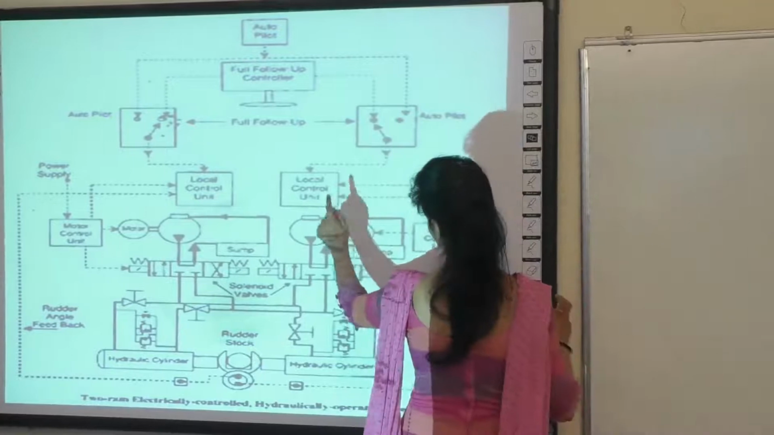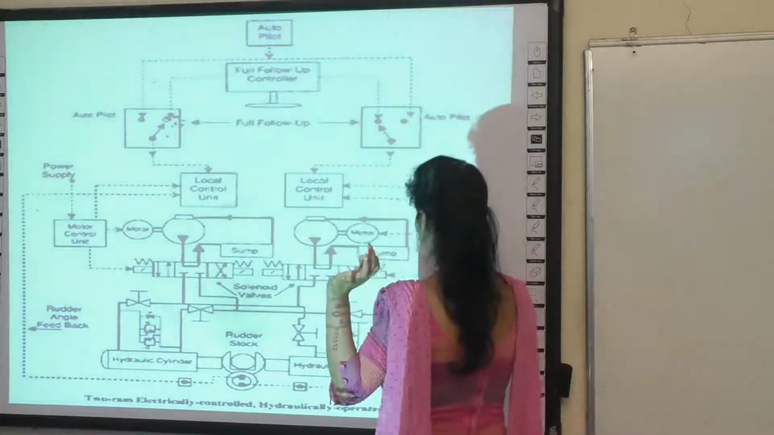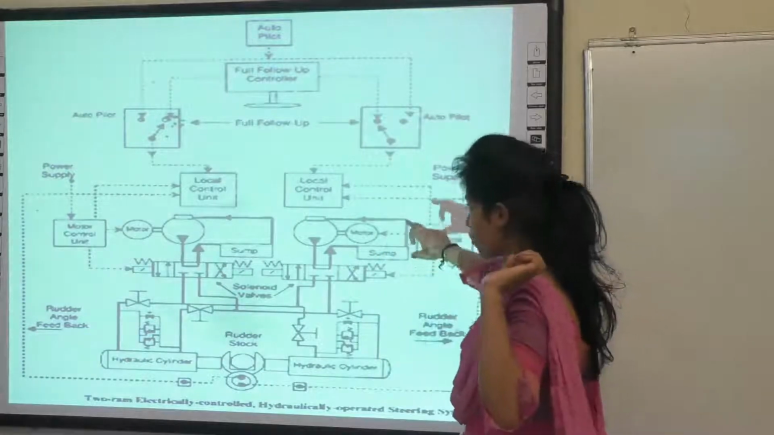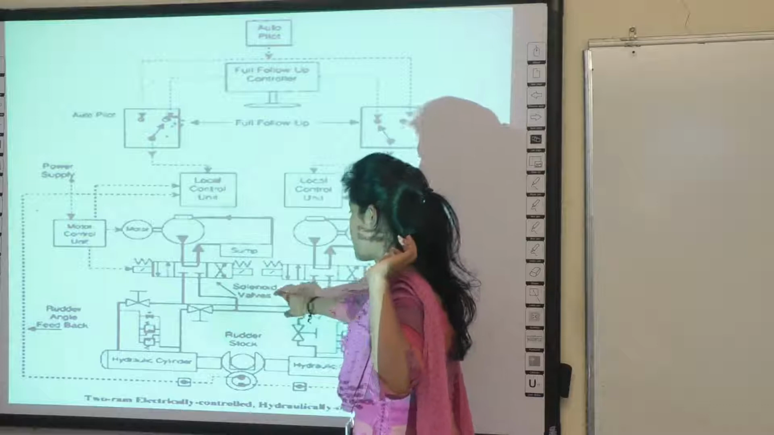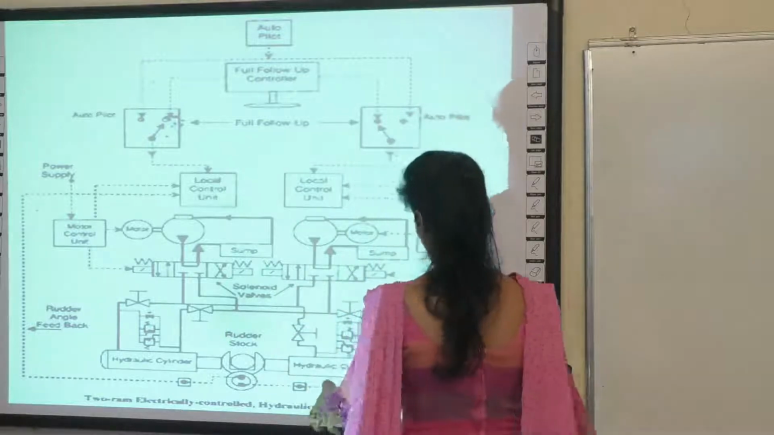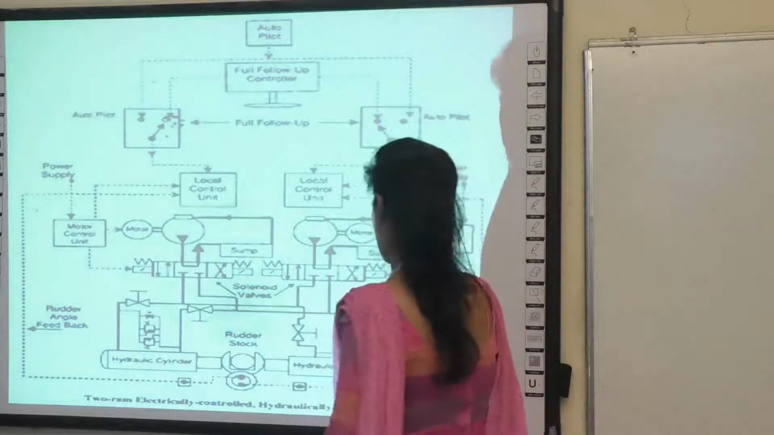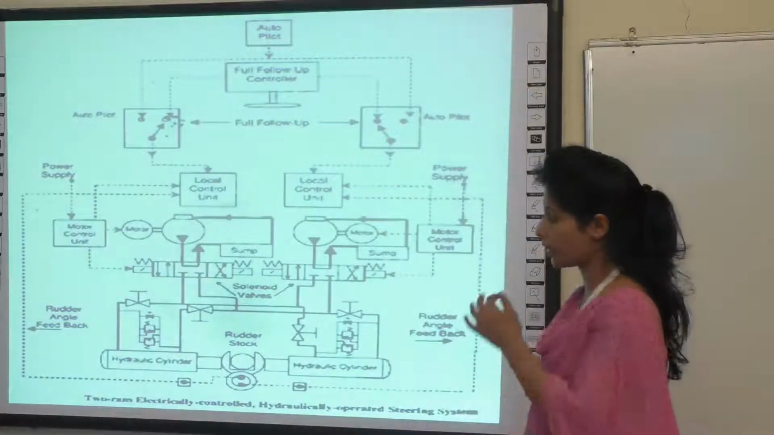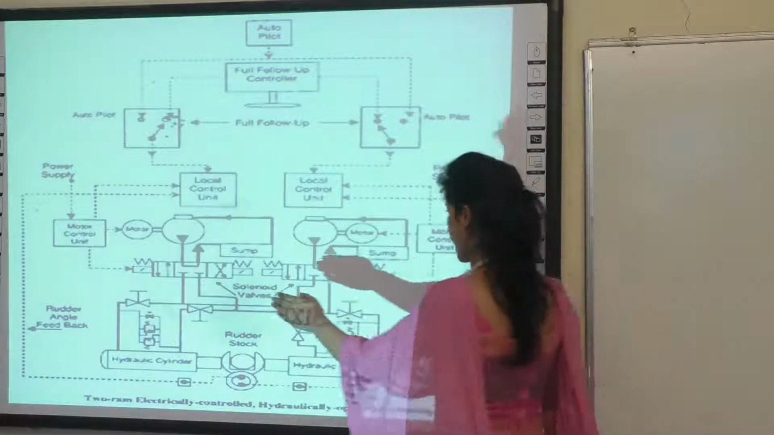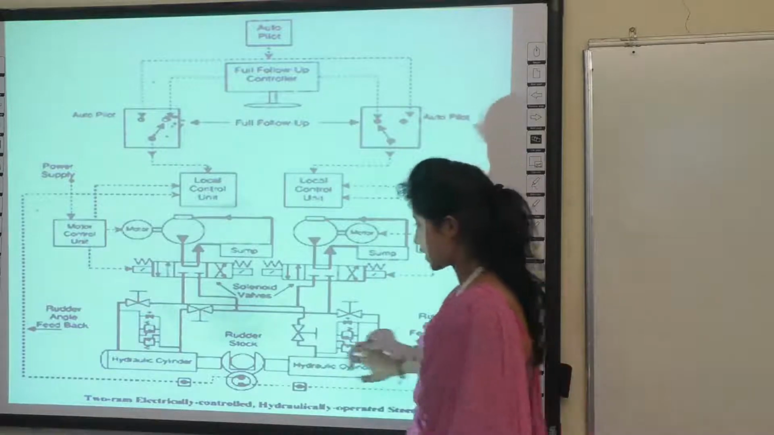Here the local control unit has to be connected, and here the power supply has to be given to the local motor control unit. Here this is the sump, and the motor is to be connected to these windings, and these are the solenoid valves. The rudder stop has to be connected here, and the cylinder has to be connected on both sides, port side and starboard, and the rudder angle feedback has to be given. What is the rudder stop?